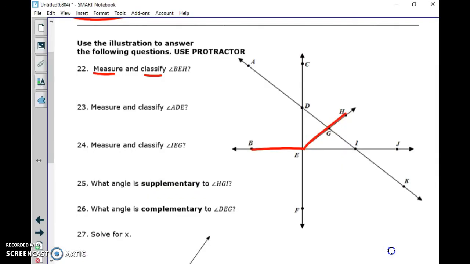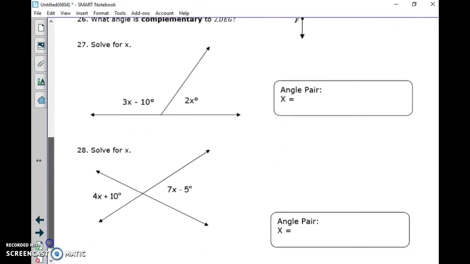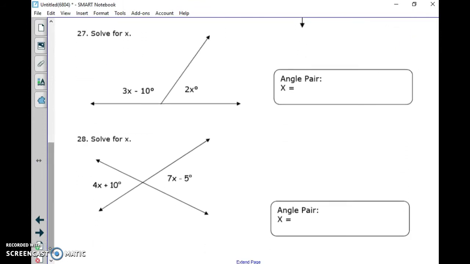over to here, we're jumping down to number 27. We see that we have an angle pair that makes a straight line, 180 degrees, right? So that's called a linear pair. We had a quiz on this information. You could also call these supplementary. So what do I do if they are a linear pair?